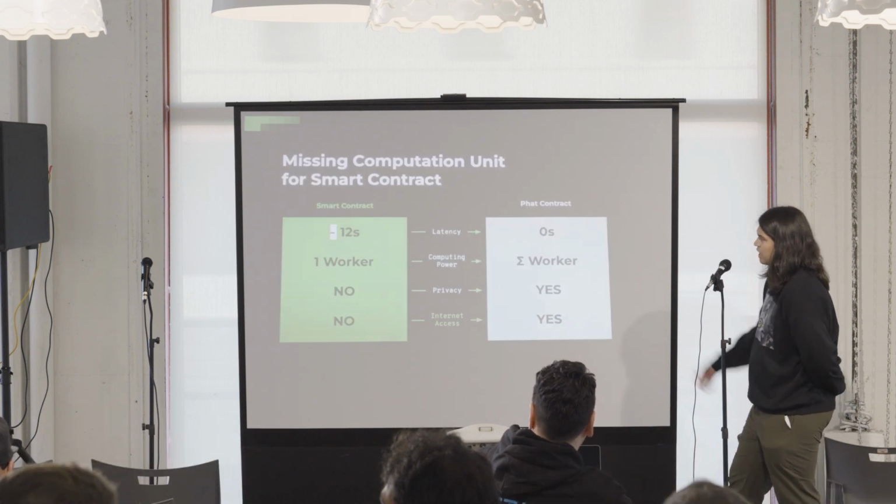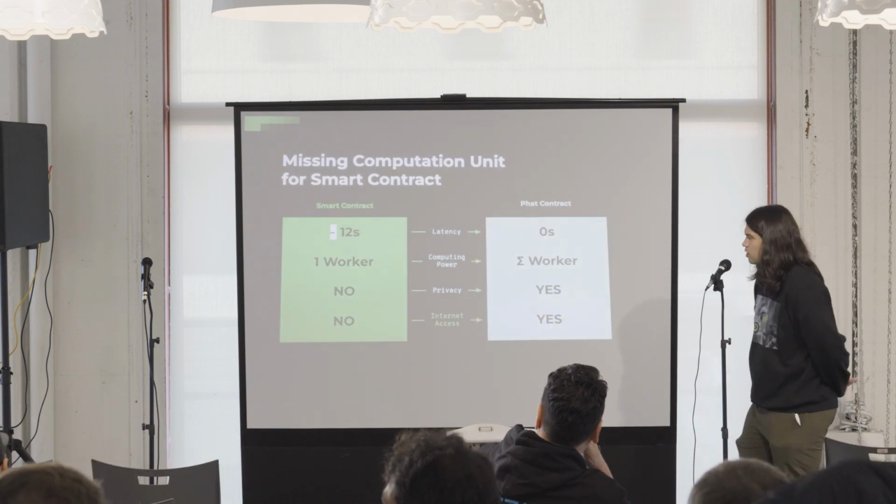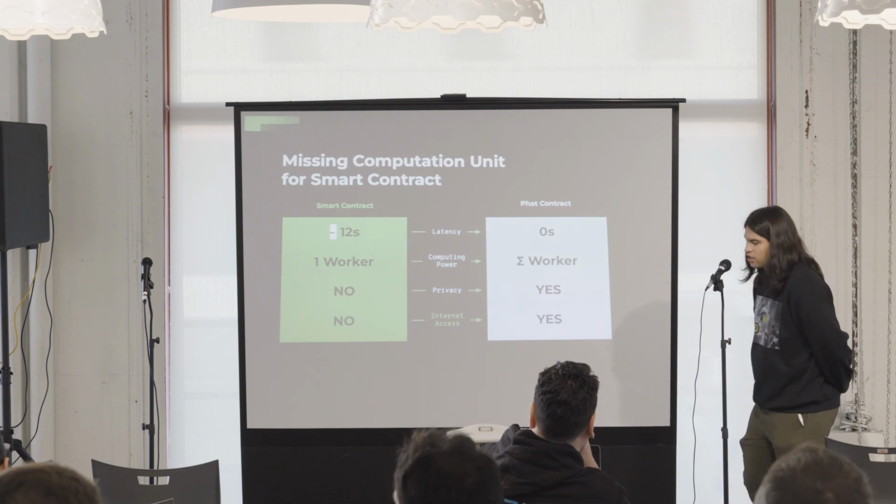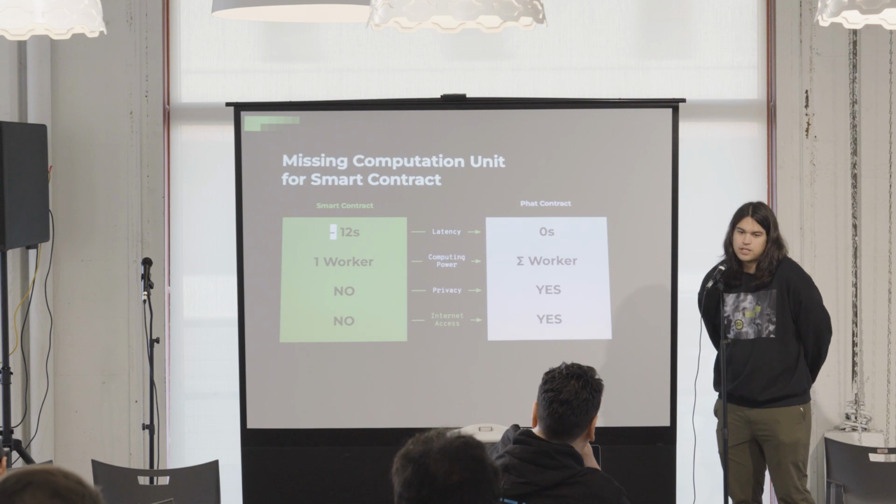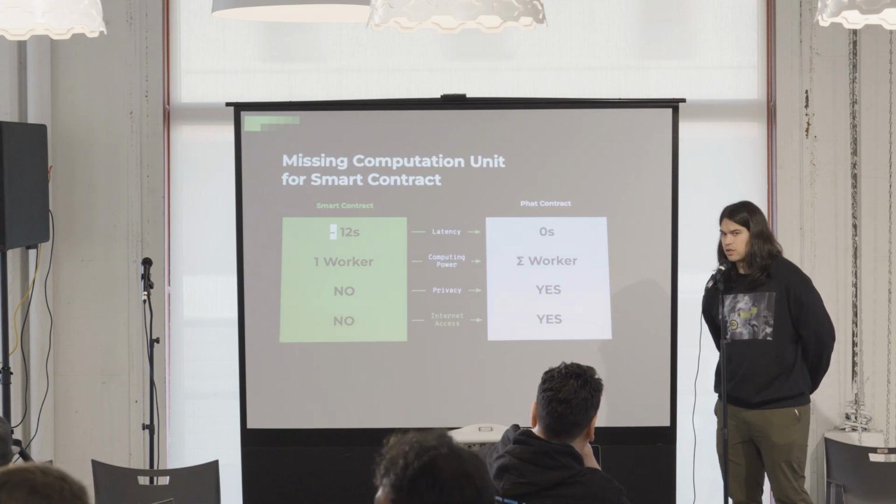And this goes into the missing computation unit for smart contracts. As I mentioned earlier, with that 6 to 12 second latency for smart contracts, you're only going to get the computing power of one node. While Phat contracts are scalable, your privacy is preserved through the secure enclave, and you have internet access. So now you can build an Oracle service or a VRF service for another chain, and the integration is not going to take as long as getting on the waitlist for Chainlink.